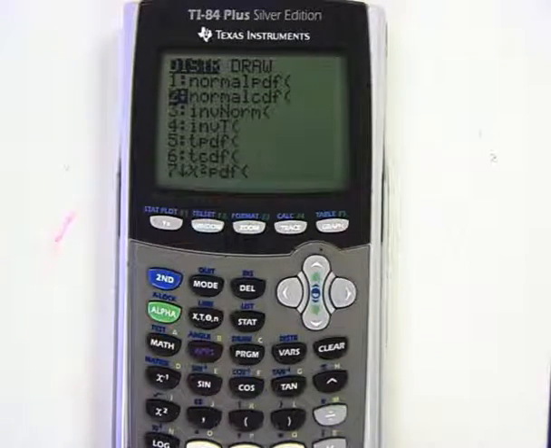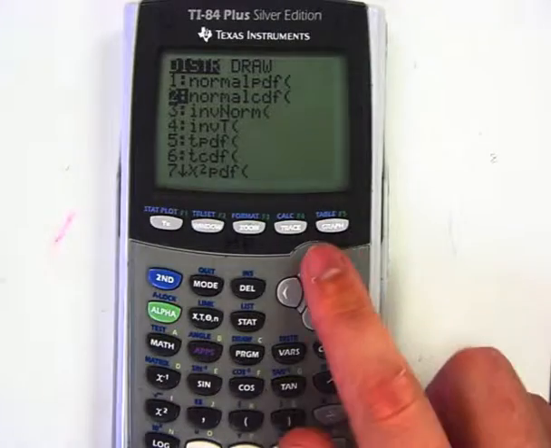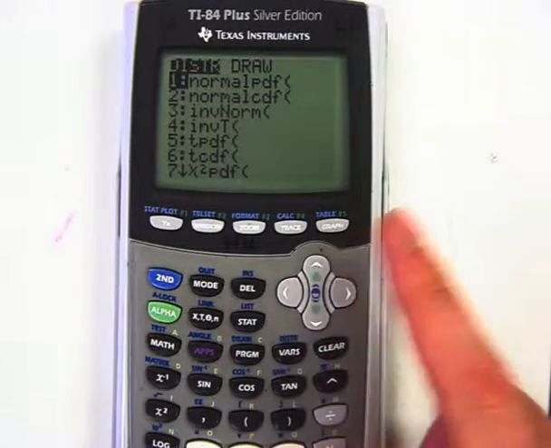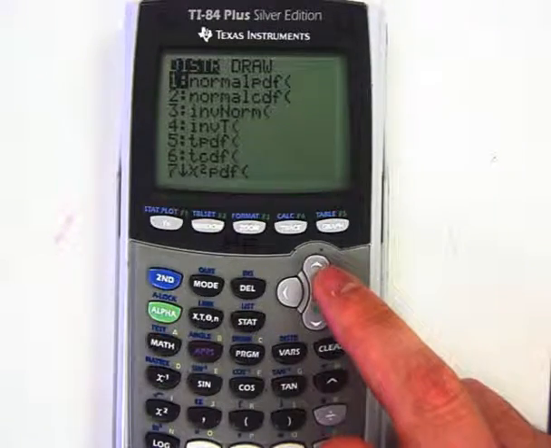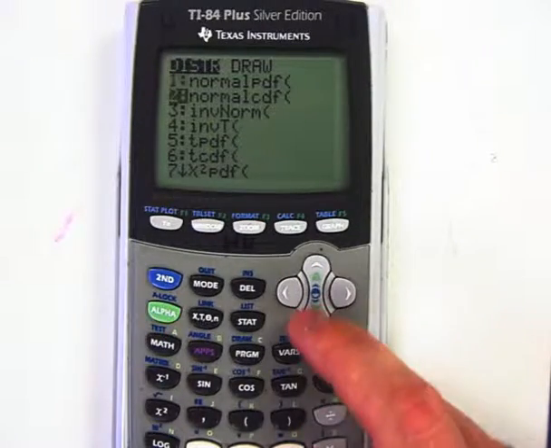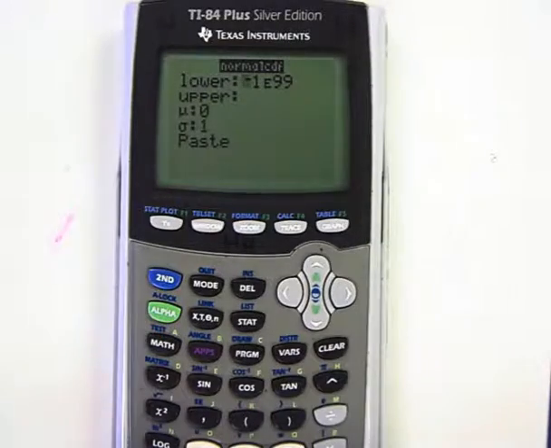So we're typically going to be choosing the second option. The only reason why we would choose the first option is if we're trying to create a picture of the normal curve on the calculator. Make sure that you choose that second option, normal CDF, and that will bring up this menu. The menu has a couple options here. We have a lower bound, an upper bound, and then mean and standard deviation.